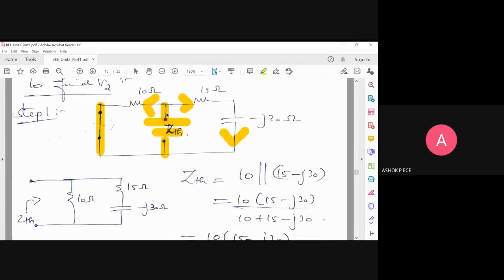So from ZTH, whatever current is coming, it is splitting, right? So I have redrawn it: 10 ohm, and 15 and minus J30 are parallel. So 10 parallel to 15 minus J30. Please do the simplification and please say the answer. Let's verify the answer so that you will get some practice.